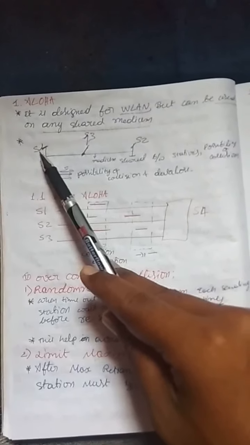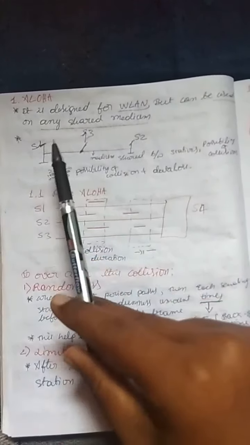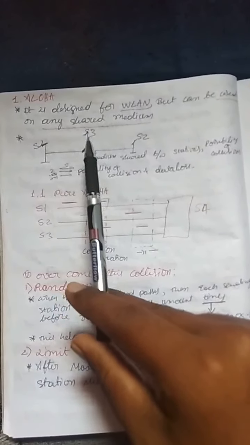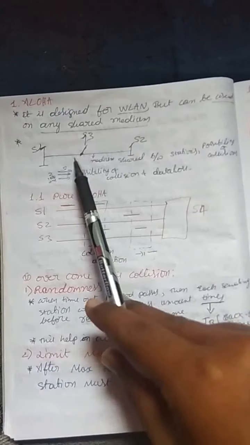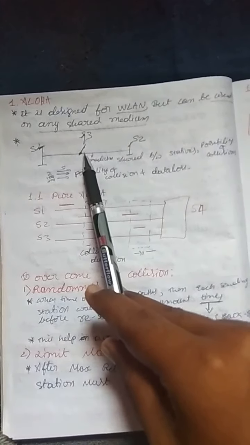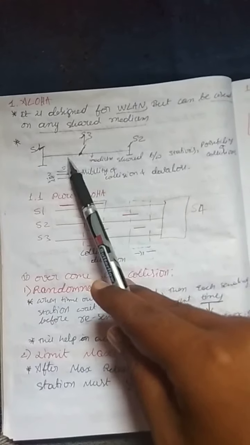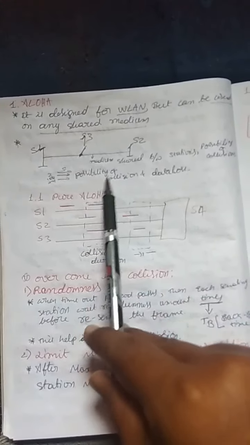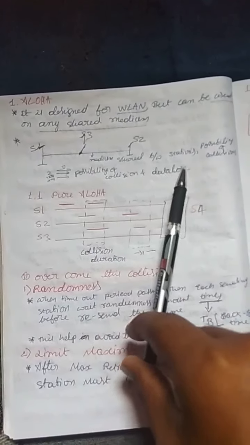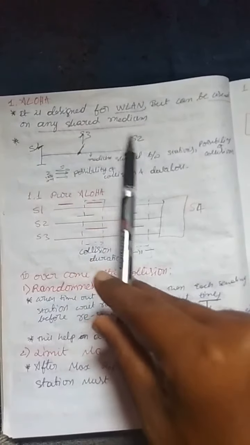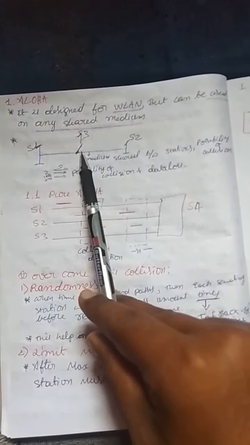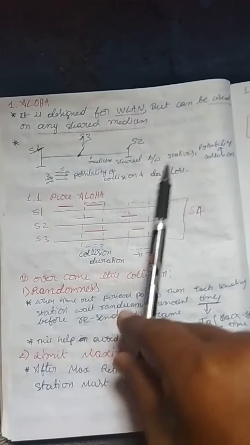Here, the sharing of this shared media will result in the possibility of collision. If all the stations send their data at a time, there will be a possibility of collision and data loss. Suppose stations 1, 2, 3 send data at a time to the shared media, then there is a possibility of collision and data loss. Okay, this is Aloha.